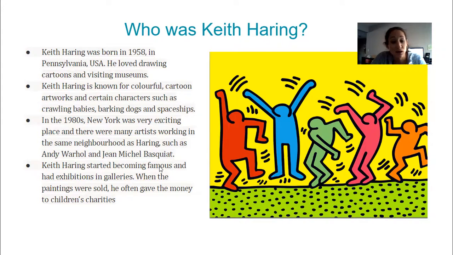And then Keith Haring started becoming famous and he had exhibitions in galleries. So what that means is that they just put his artwork up in an art gallery, which is like a museum. And then when the paintings were sold, he often gave the money to children's charities. So he didn't really keep the money for himself. He used to give it away to charities, which was really nice.